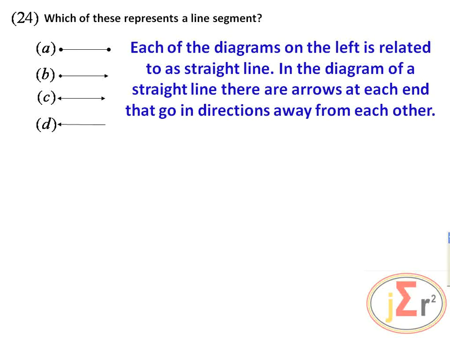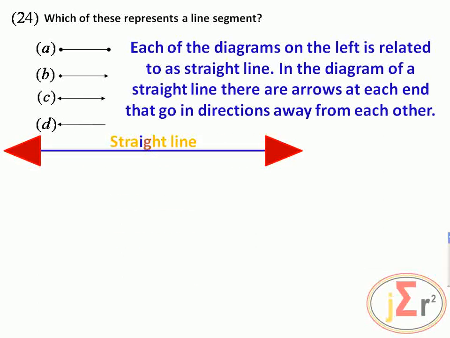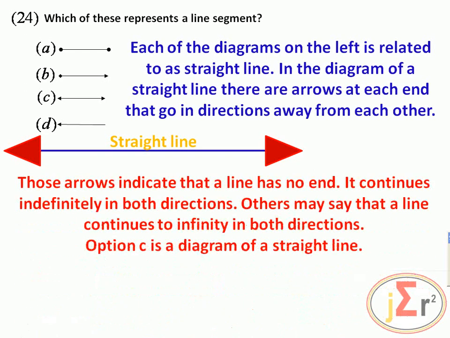Each of the diagrams on the left is related to a straight line. In the diagram of a straight line, there are arrows at each end that go in directions away from each other. So in the diagram of a straight line, we have arrows at each end, and they go away from each other. That is the diagram of a straight line.